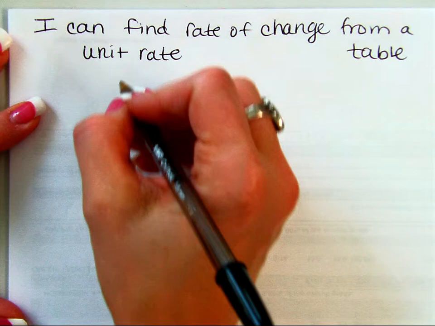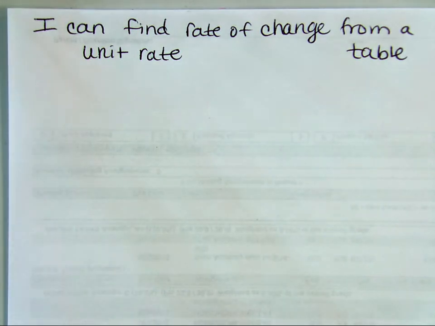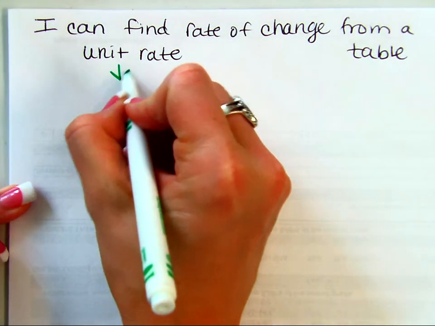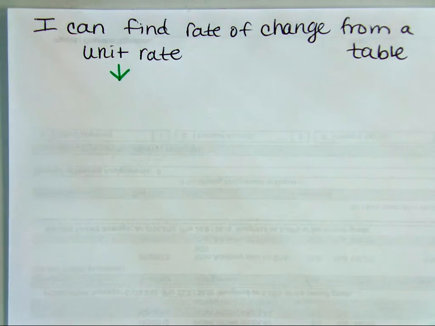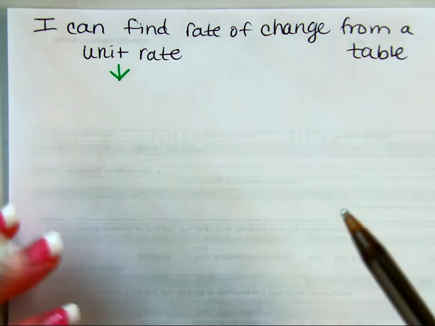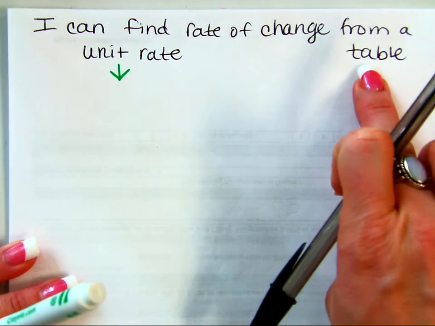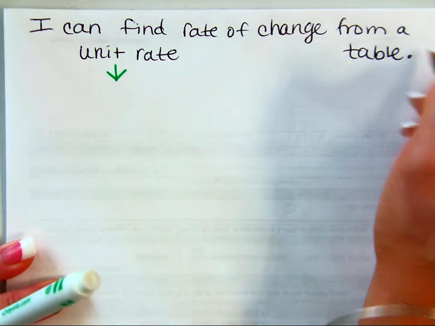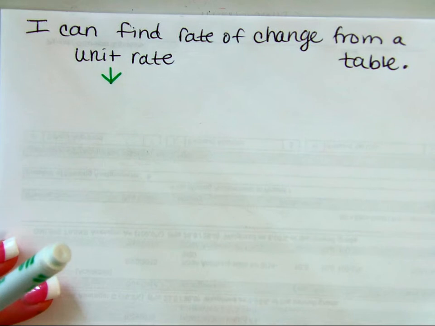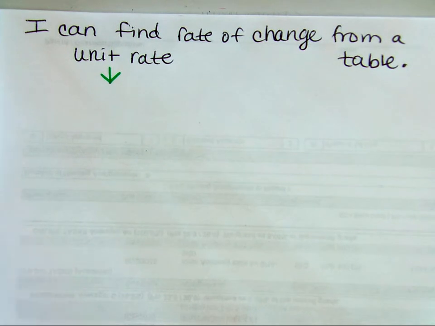So, let's start with unit rate. We talked about unit rate all the way back in September. And I said unit rate means how much for one, right? Yes. This is just one. I just didn't fit it here. So I can find rate of change from a table.